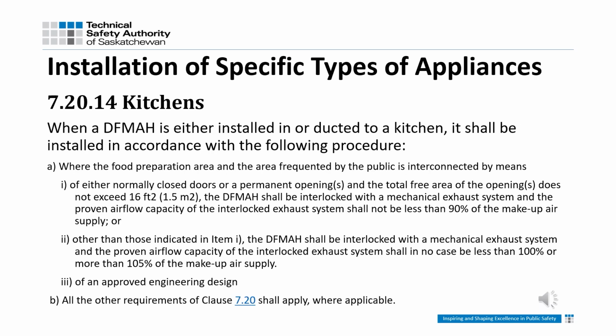7.20.14 kitchens. When a direct-fired makeup air heater is either installed in or ducted to a kitchen, the clause has stayed much the same from the 2020 code, with the addition of A3 of an approved engineering design. This gives additional options rather than 1 or 2. B continues to state that all other requirements of clause 7.20 shall apply where applicable.